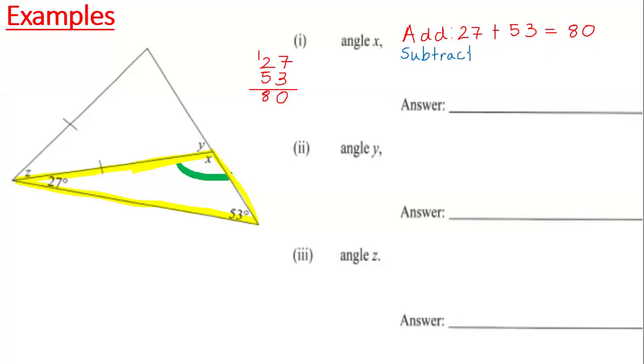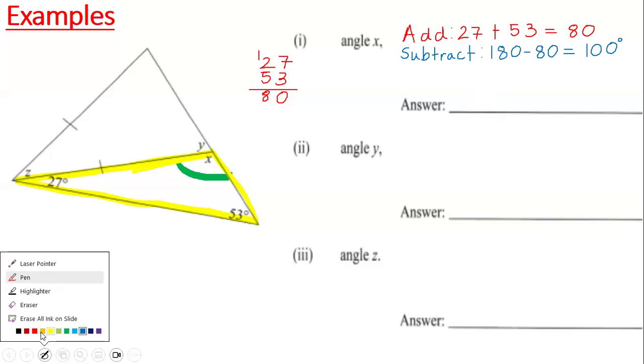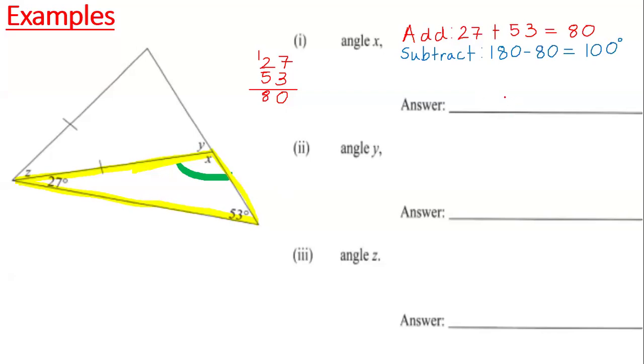180 minus 80. Very good. 180 degrees minus 80 degrees is equal to what? 100 degrees. Very good. All right. And so that means that X is equal to what? X is 100 degrees. X is equal to 100.